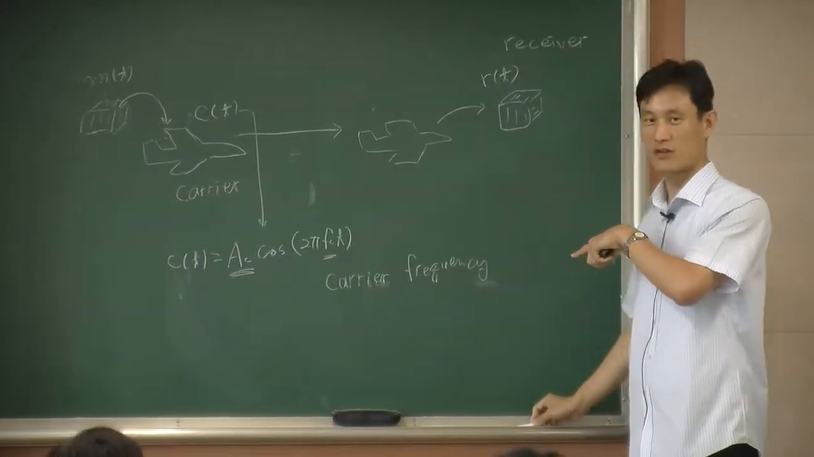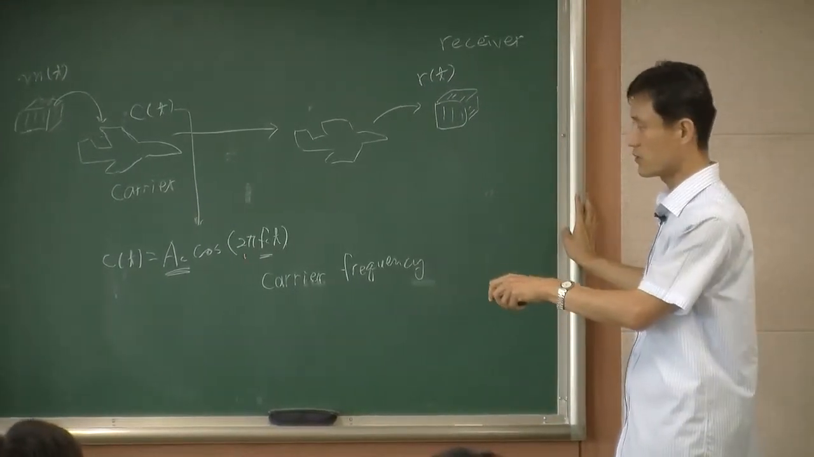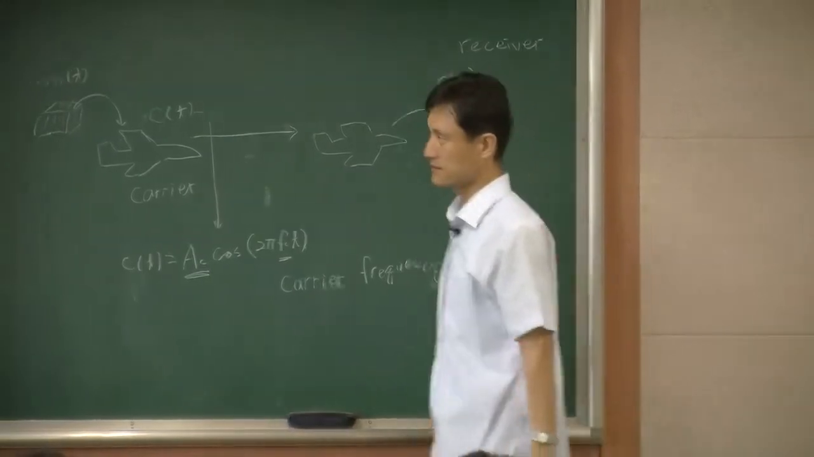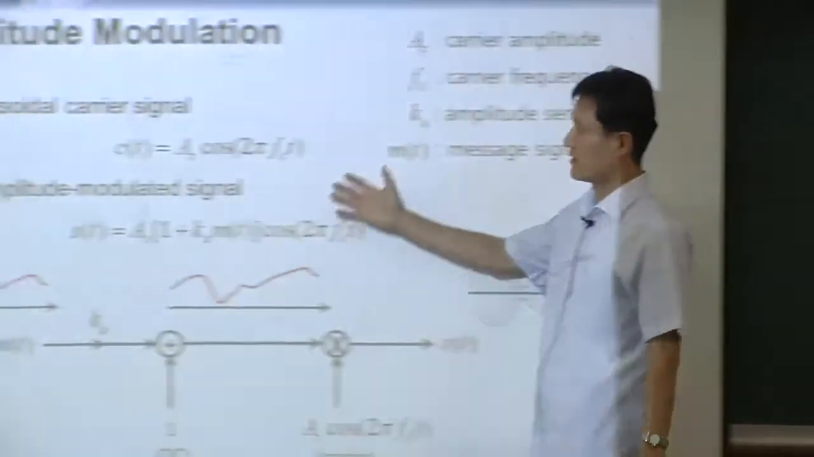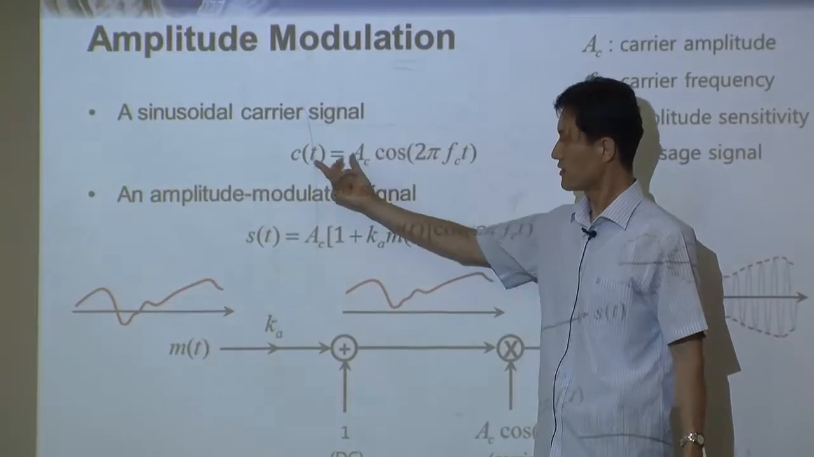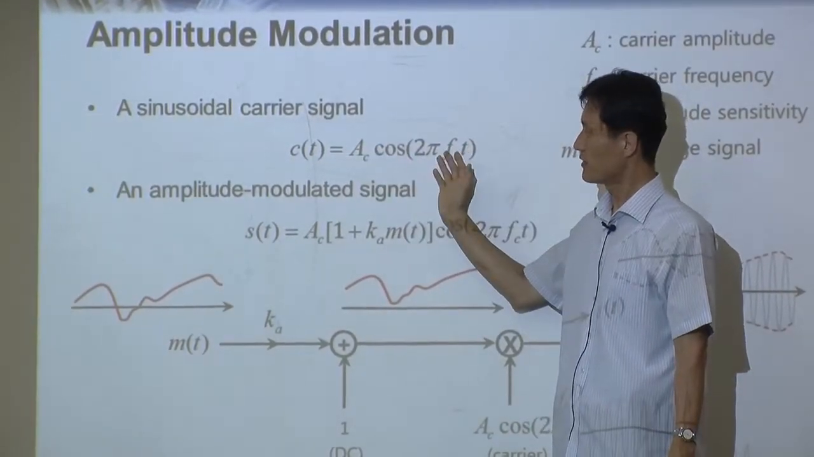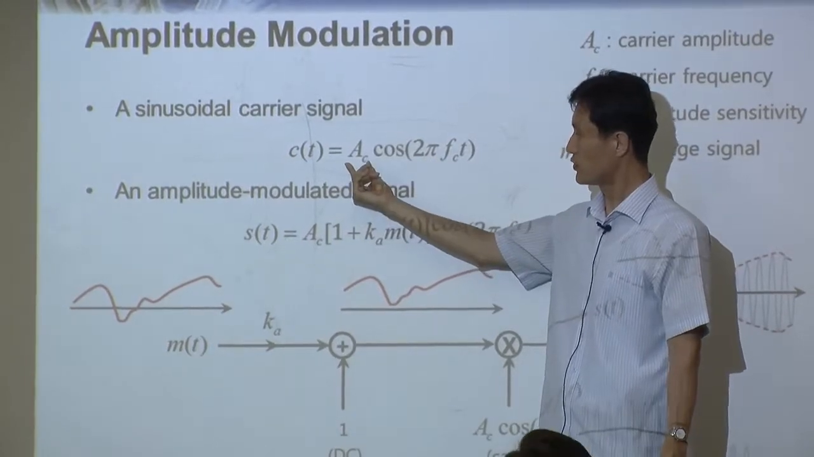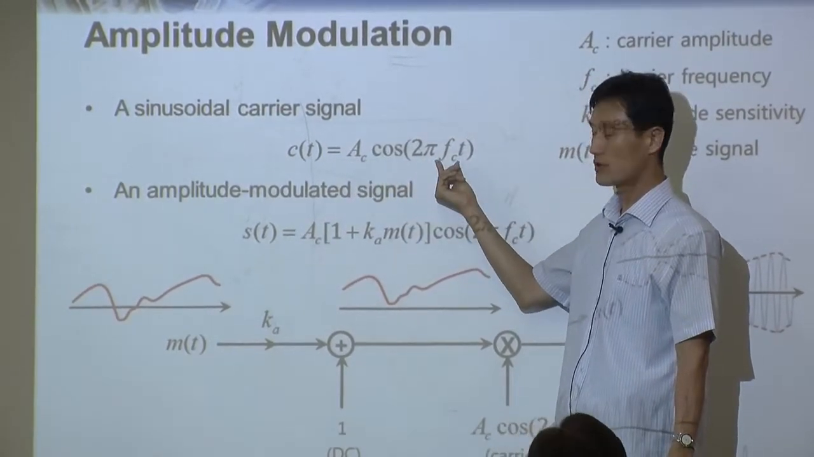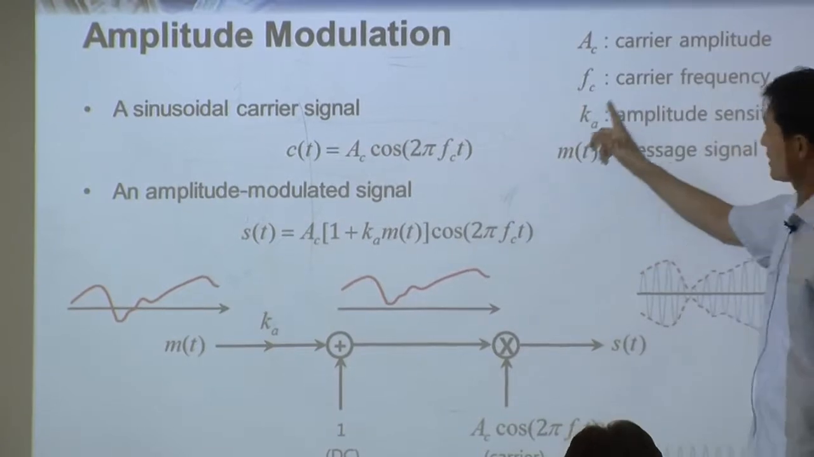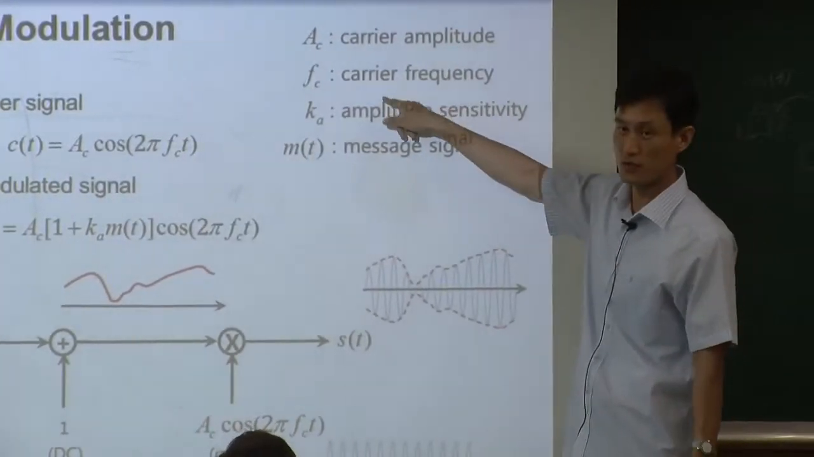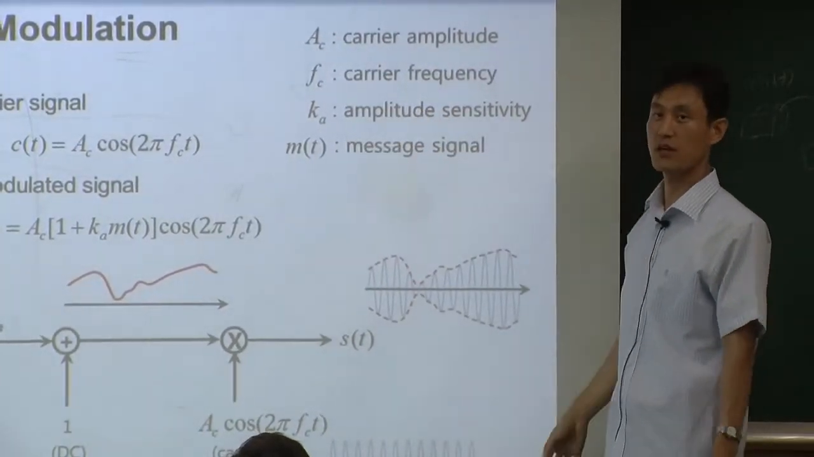Since this is a carrier, of course you want to call this one the carrier frequency. Okay? So you have a carrier. This is a carrier like an airplane, and the carrier has its own amplitude. The carrier has its own frequency. So carrier frequency, carrier amplitude. But this is what the carrier looks like for us.